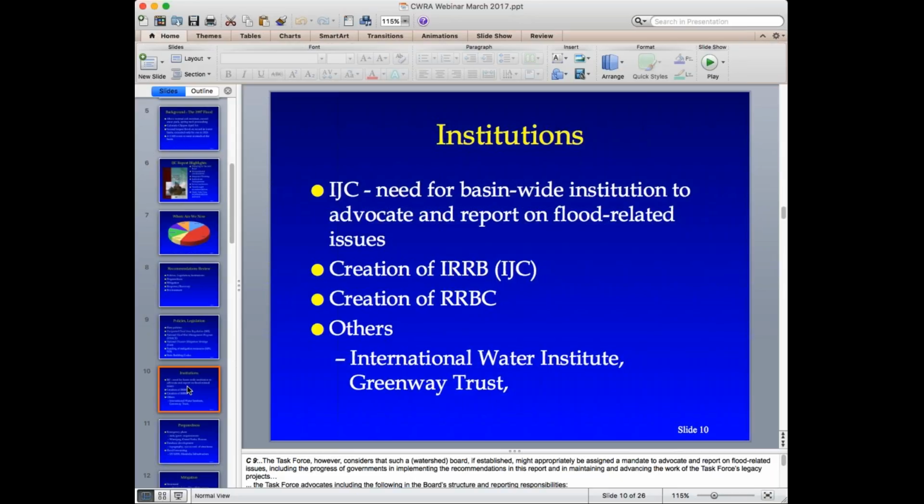Other institutions were a quasi-academic institution known as the International Water Institute at Fargo at the university, and that institute actually led in some of the work that was done post-flood on data acquisition and so on. There was also a Greenway Trust set up to try to lead to increased attention to riparian values along the Red River itself. So a number of different institutions arose from the flood and from the IJC recommendations.